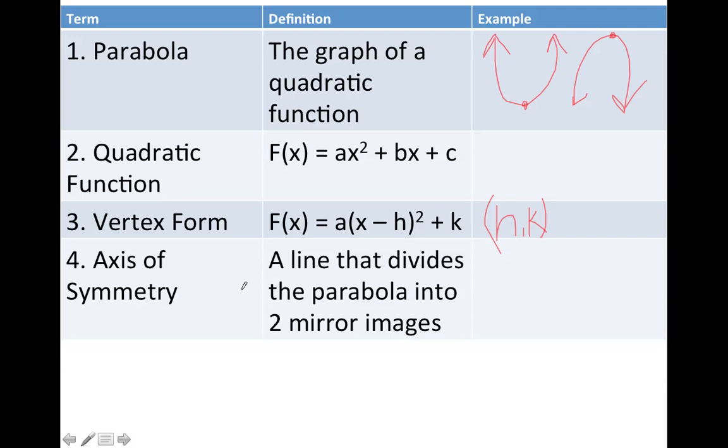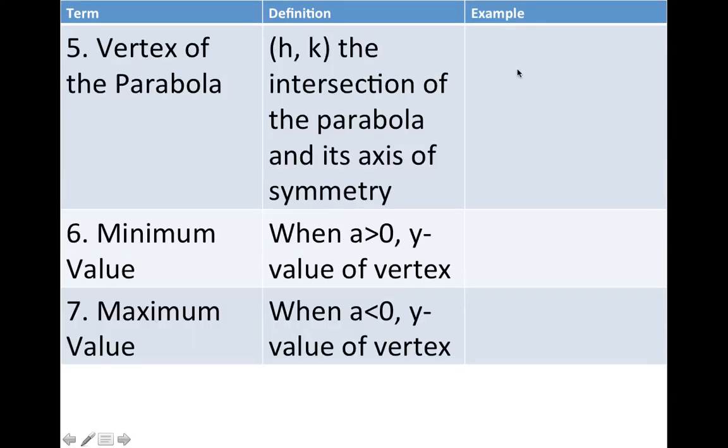And our axis of symmetry, number 4, is a line that divides the parabola into 2 mirror images. So our axis of symmetry goes right through our vertex, and if we were to fold our parabola in half, it would give us the same exact image on both sides. So like I was saying before, the vertex of our parabola is (h, k). We have our little graph here, and it's the intersection of the parabola and its axis of symmetry. So again, if our graph is opened up, it's the lowest point, and if it's opened down, it'll be the highest point.